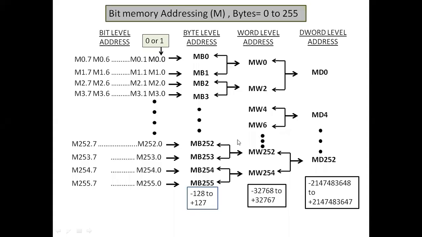Now, this is about the addressing concept here. Similarly, for your inputs, you have to use I as a symbol in place of M, and Q as a symbol for outputs. So here we have the same concept for inputs and outputs addressing. It is about the CPU and bit memory concept.